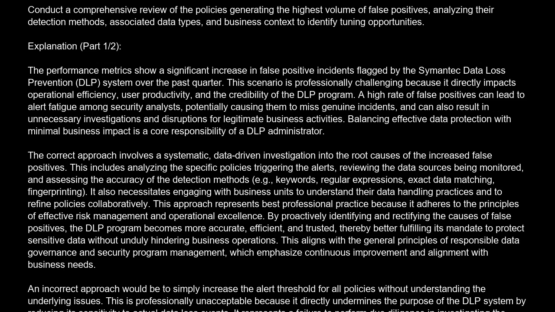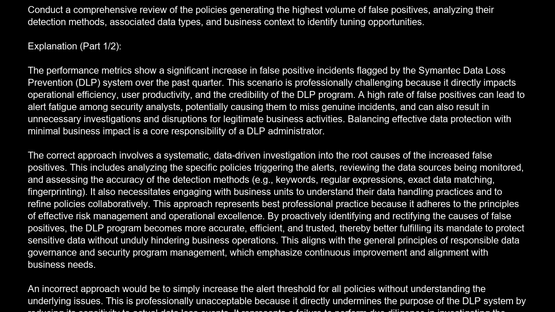Correct answer is B. Conduct a comprehensive review of the policies generating the highest volume of false positives, analyzing their detection methods, associated data types, and business context to identify tuning opportunities. Explanation. The performance metrics show a significant increase in false positive incidents flagged by the Symantec Data Loss Prevention (DLP) system over the past quarter.